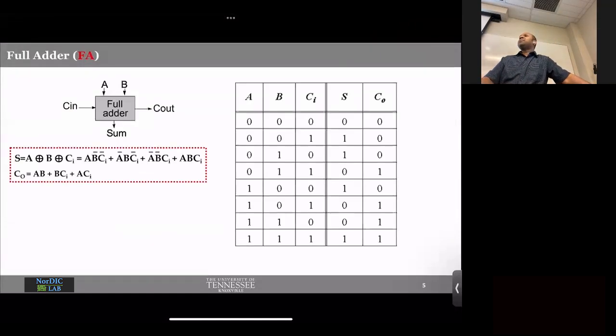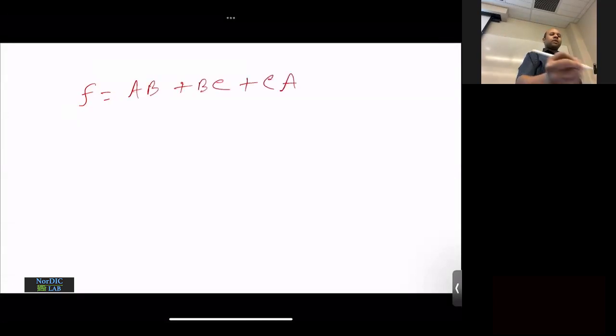Here is where things become more familiar to us. Without going to this slide, if I give you a function, maybe think of a function, AB plus BC plus CA. Can you guys make a circuit, a CMOS logic circuit for this function? We can easily do it together, can we not?